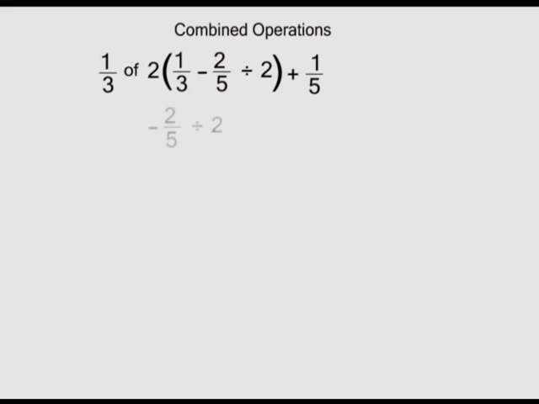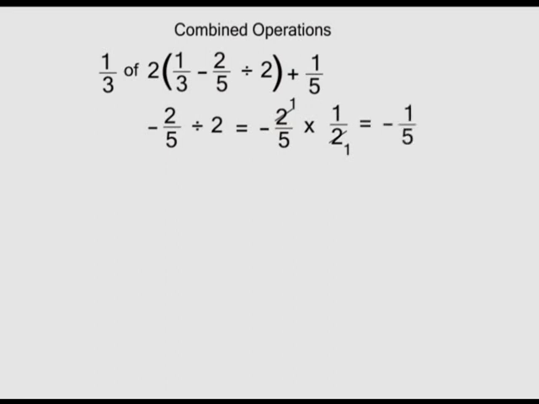Next, combined operations. Now the order BODMAS is used in working combined operations. For example, 1 over 3 of 2 into (1 over 3 minus 2 over 5 divided by 2), close the bracket, plus 5. We start with the bracket, and again inside the bracket we shall start with division. So we shall have minus 2 over 5 divided by 2. That becomes minus 2 over 5 times 1 over 2, which gives us minus 1 over 5.